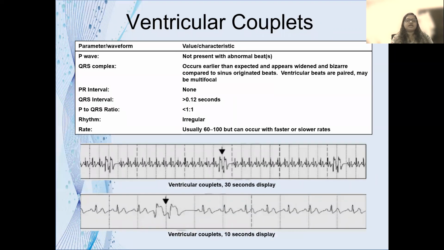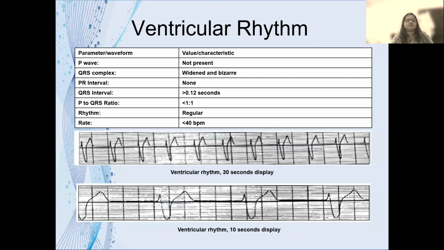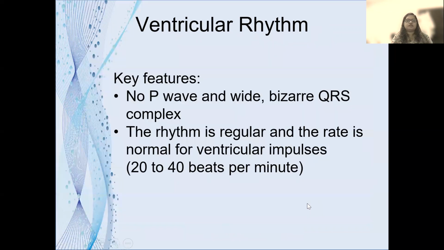Ventricular couplets. Couplets are when you get two wide QRS waveforms together. And ventricular rhythm is when you have widened complexes. With PVCs you also have normal QRS complexes, but in ventricular rhythm and ventricular tachycardia, you have all wide QRS complexes, which are abnormal. So you just get the ventricular rhythm there.